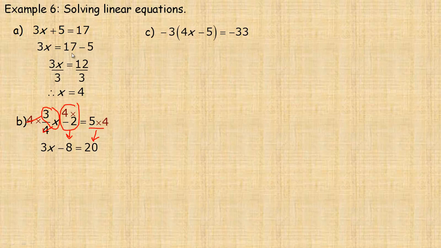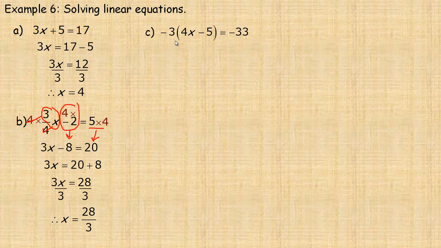So now it's very similar to a. I want to isolate the x term, so get rid of the -8, so bring it over to the right. So 3x is 20 plus 8, which is 28. And then we divide out the 3. So these 3's divide out, so x would be, and 3 doesn't go into 28 evenly, so we would just write x as 28/3.